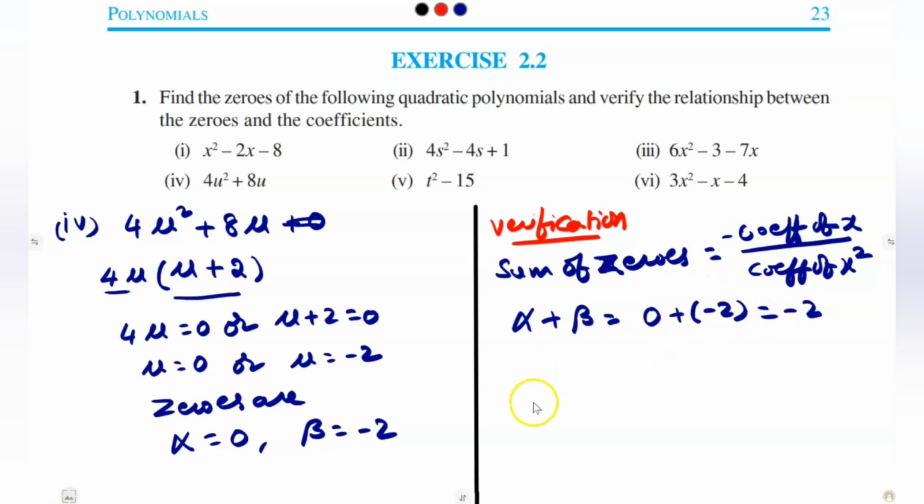Let us do minus coefficient of this side, right hand side. So minus coefficient of x means minus coefficient of u we should take. So minus 8 by coefficient of x square, coefficient of u square, that is 4. So which is equal to minus 2 again. So here also minus 2, coefficient of x by coefficient of x square also is minus 2. So thus verified.